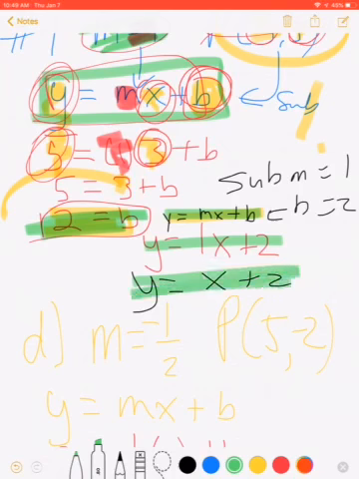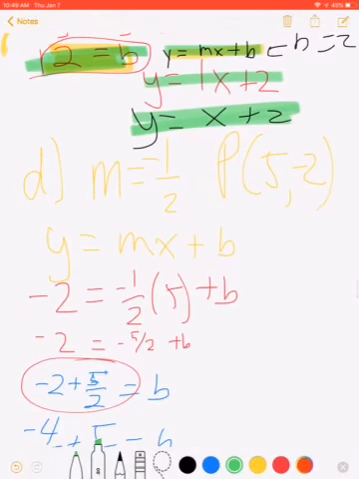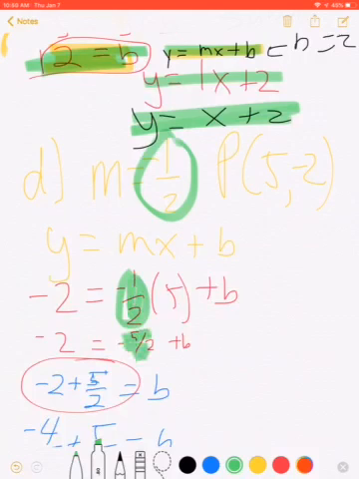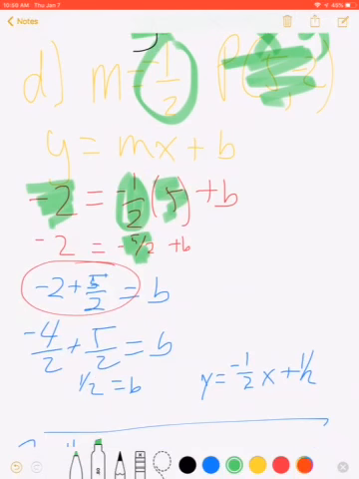In D and other questions like this, the rest of the questions, just be careful. D has a fraction, so your slope is a fraction, so when you sub that in here, you end up with a fraction when you multiply by the x. So here's your x and your y, 5 and negative 2. x is 5, y is negative 2. When you sub those in, you end up with a negative 5 halves as part of the equation.